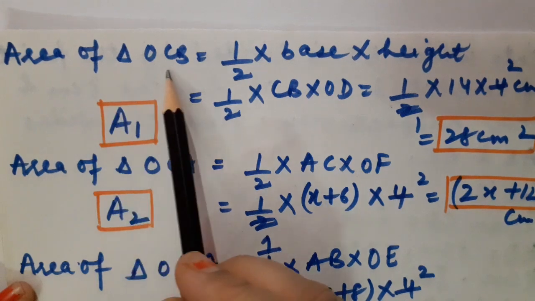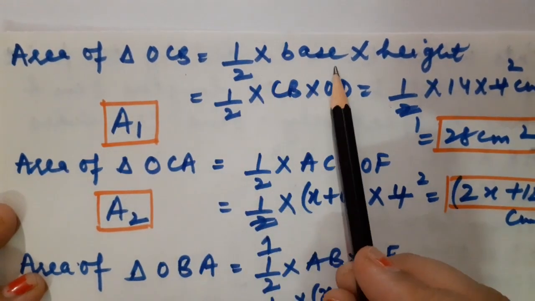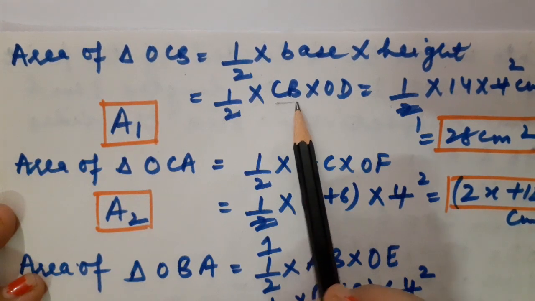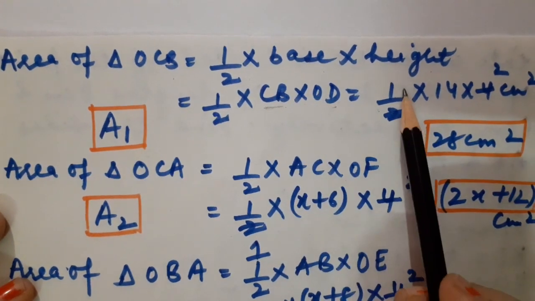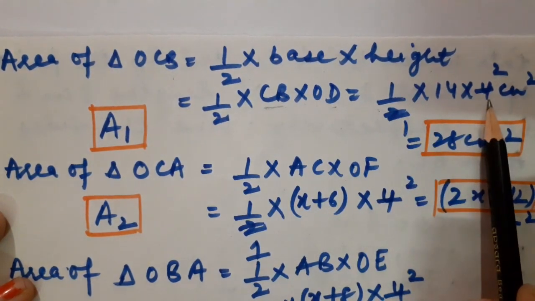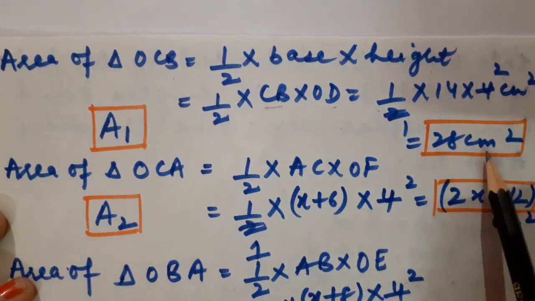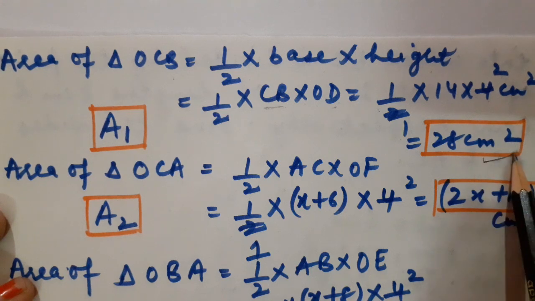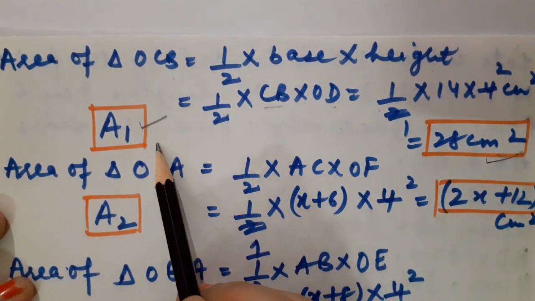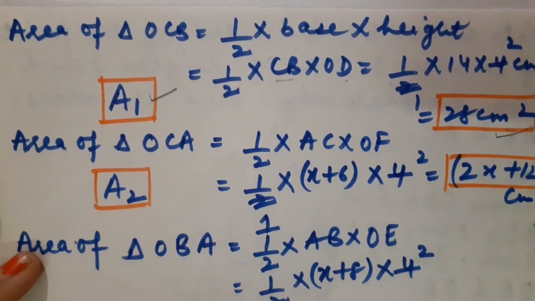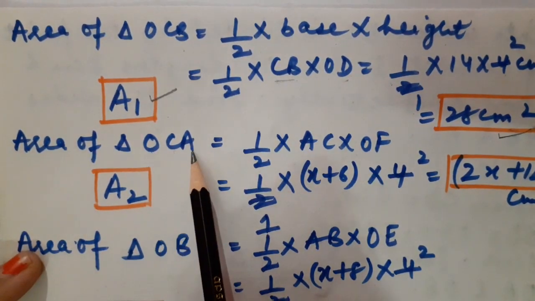So let us check. Area of triangle OCB is equal to half into base into height. That is half into CB into OD. So that is half into 14 into 4. 2 ones are 2, 2 twos are 4. So 14 into 2, that is 28 centimeters square. This is area number 1. Fine. Now I am going to calculate the area of another right angle triangle, that is OCA.